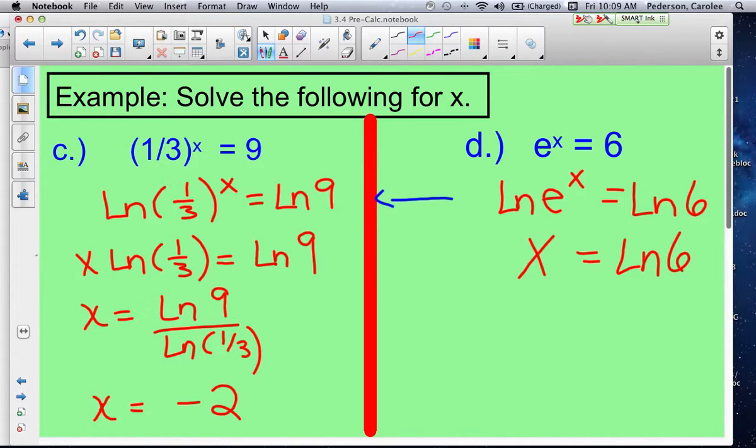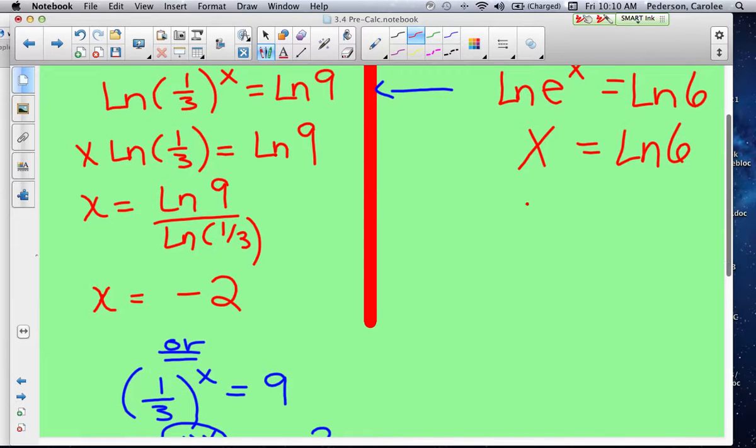And then our calculators become useful. Throw it into your calculator. The natural log of 6 is approximately 1.79.